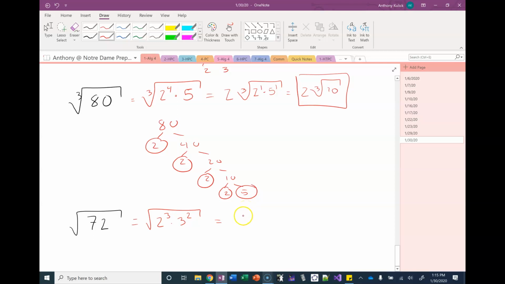All right, so what can we take out of here? What comes out of this radical? 1, 2, and 1, 3. Okay, what's left? Okay, or you could just write it as that. Is everybody okay there? Okay.